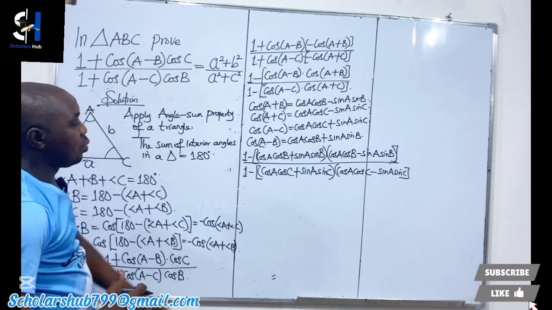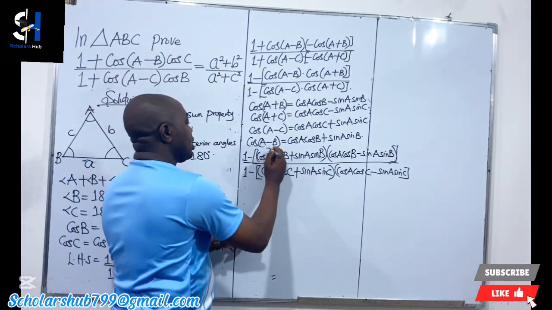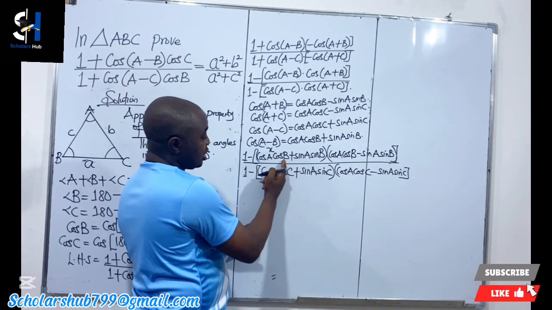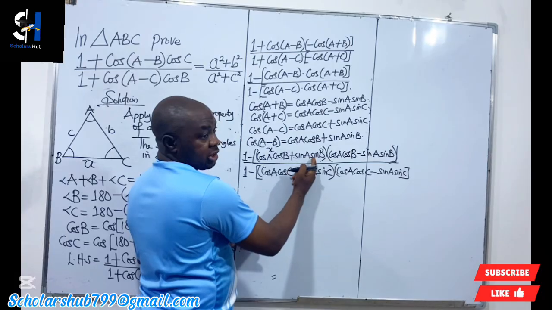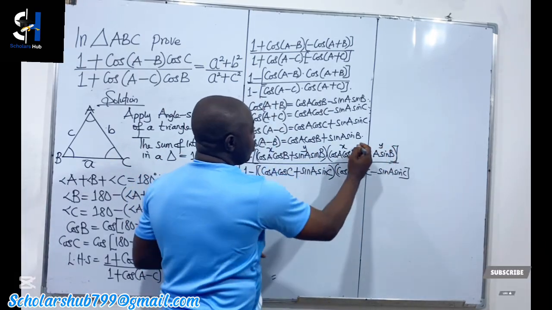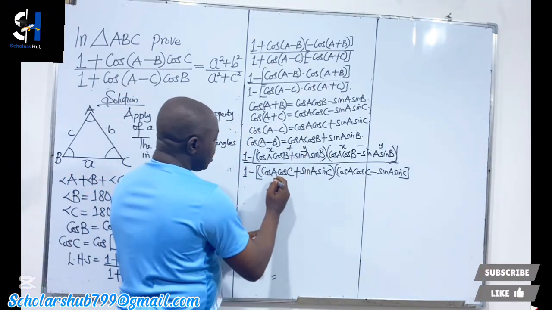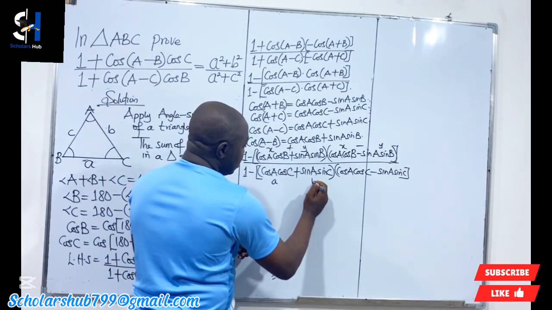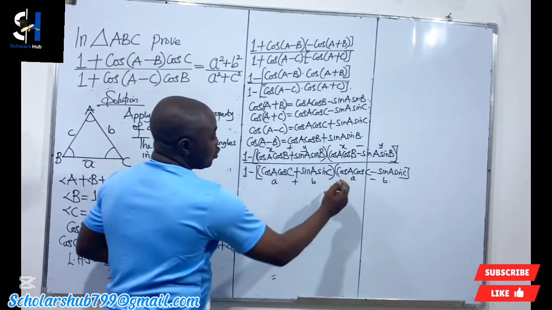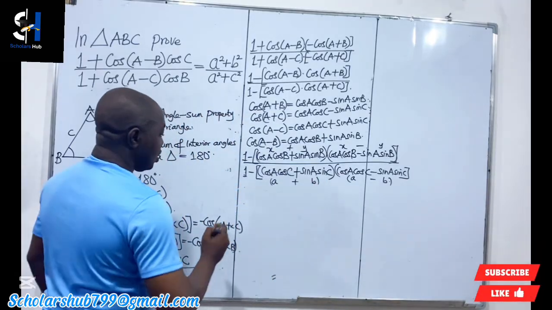Nice. Now we can see that if I represent cos A cos B as x, and I represent sin A sin B as y, and I do the same thing here, we have what looks like what? Difference of two squares. Then also if I represent this as a and this as b, then a minus b, we also have difference of two squares.